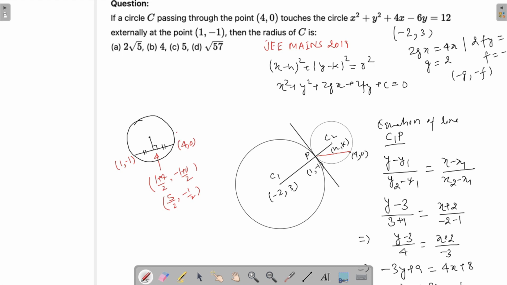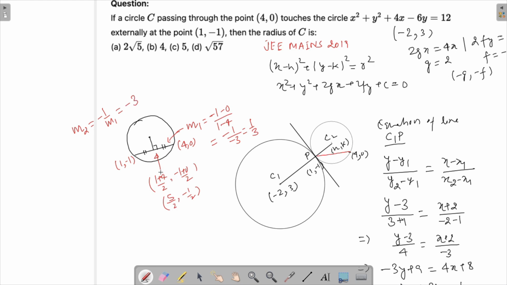So the slope of this line, if I'm calling it m1, for example, will be y2 minus y1, which is -1 minus 0, upon x2 minus x1, which is 1 minus 4. That would be equal to -1 upon -3, which is 1 by 3. Now, the slope of this line, which I'm calling m2, would be -1 by m1, because they are perpendicular, so m1 into m2 will be -1. So this will become -3.